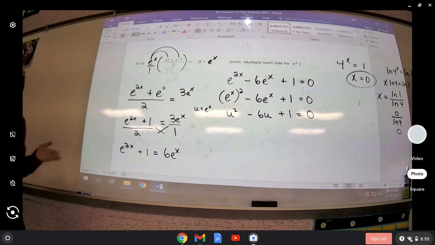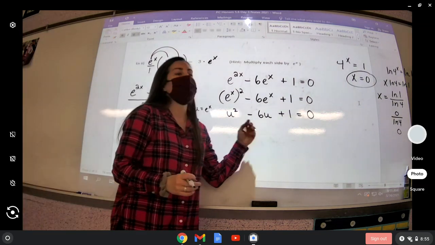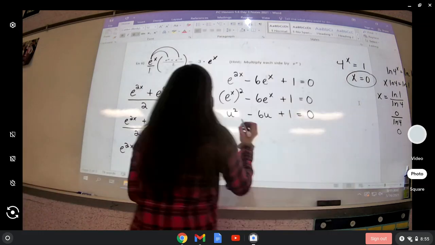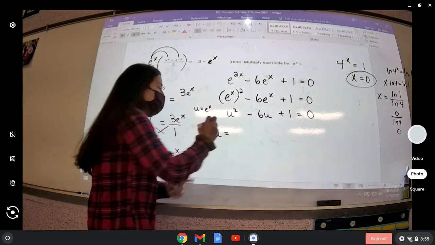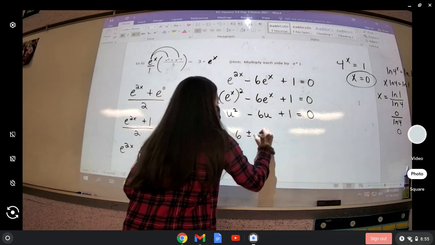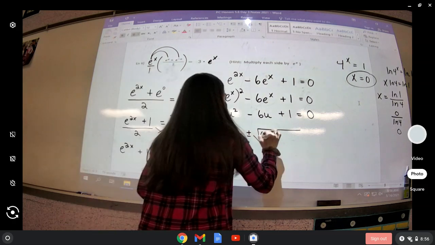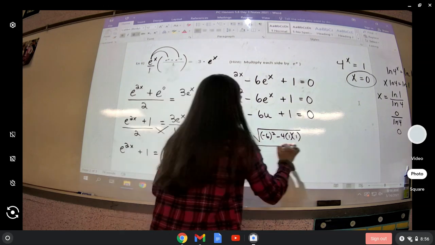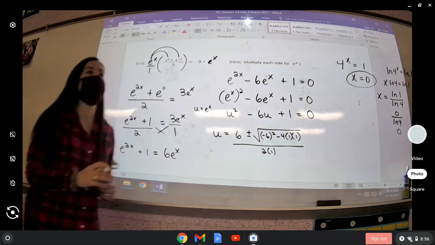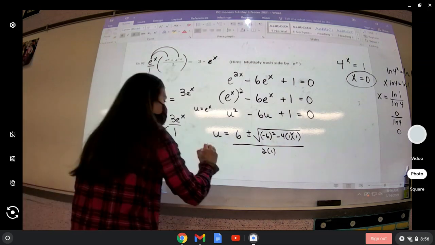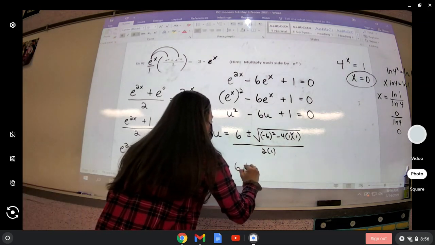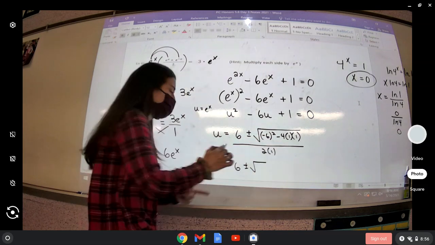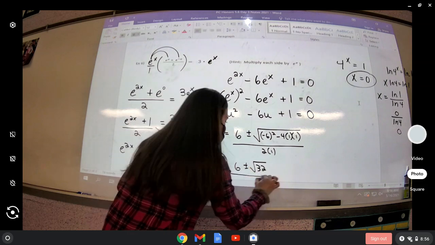Now, unfortunately, guys, we have finally gotten to one that doesn't factor. So if it doesn't factor, we're going to have to use the quadratic formula to get our answers. So u will equal the opposite of b, which is 6, plus or minus the square root of negative 6 squared minus 4 times a times c, all divided by 2 times 1. So u will equal 6 plus or minus the square root of 36 minus 4, which is 32, divided by 2.